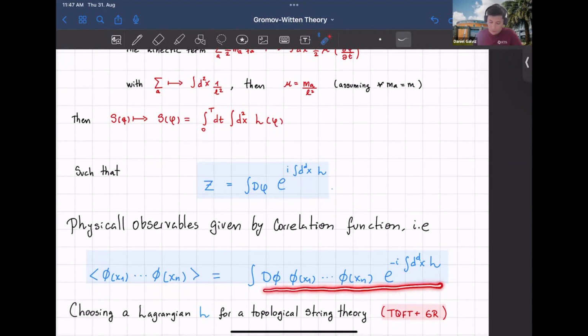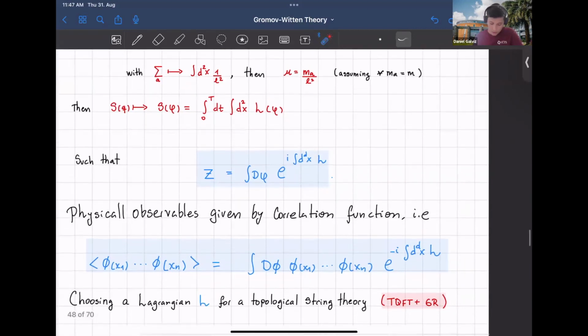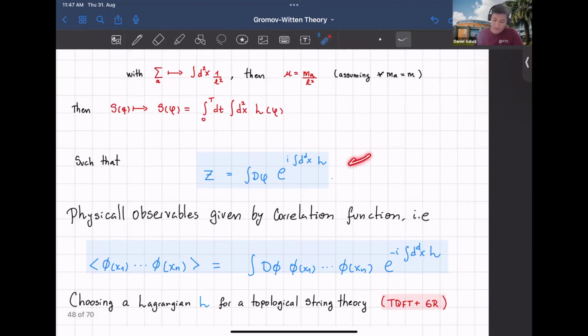This will be important because these correlation functions are going to be interpreted as our Gromov-Witten invariants. We will explain later on how you can do this. But now we will define the path integral formalism for whatever Lagrangian that we can define.